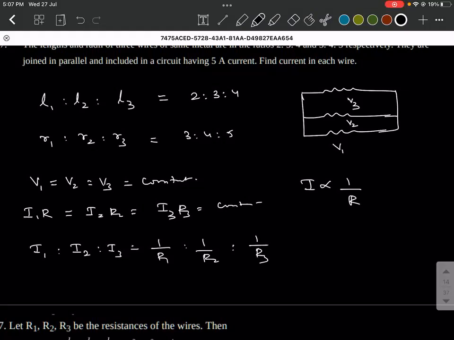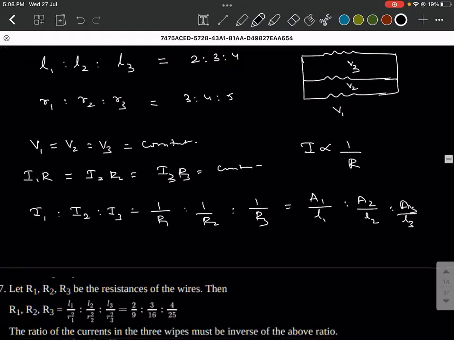So now you know how to write R1. R1 is rho 1 into L1 divided by A1. So 1 by R1 is to 1 by R2 is to 1 by R3 will become A1 by L1 is to A2 by L2 is to A3 by L3. Is there any doubt till this? Am I clear till this step? We need not find R1 individually. You wanted to find them individually, but is it not a waste of time for us? So instead, we can go with the concept of ratio.